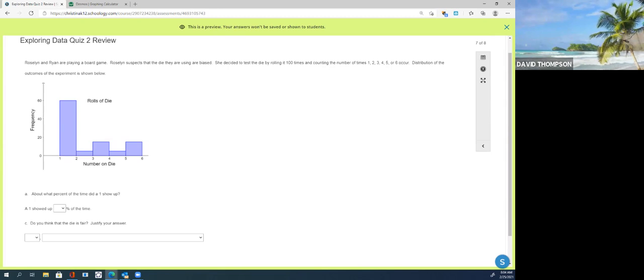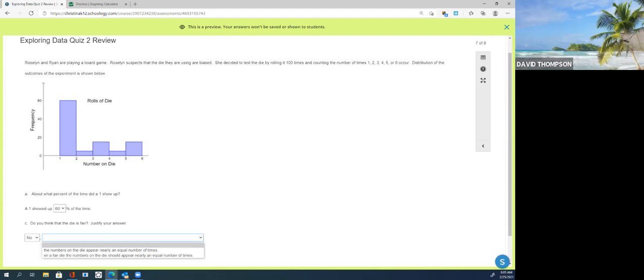So what this is saying, the 1 showed up about 60% of the time. Do you think the die is fair? In a fair die, all the numbers should show roughly equal. This looks like it's weighted towards 1. So if I was playing craps at Delaware Park, I'd probably be angry because I'm not getting my 7, because no one gets 1. So no, it's not fair.